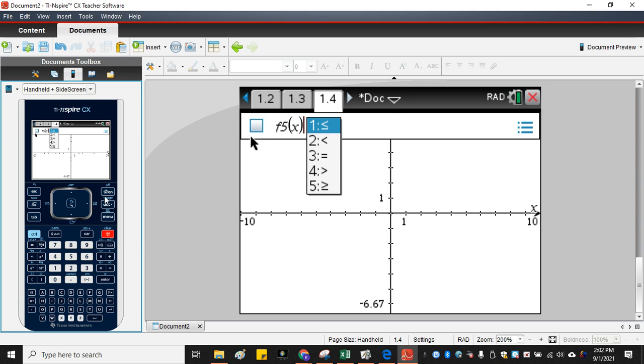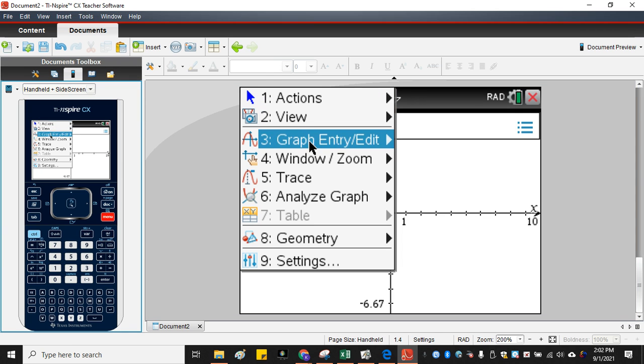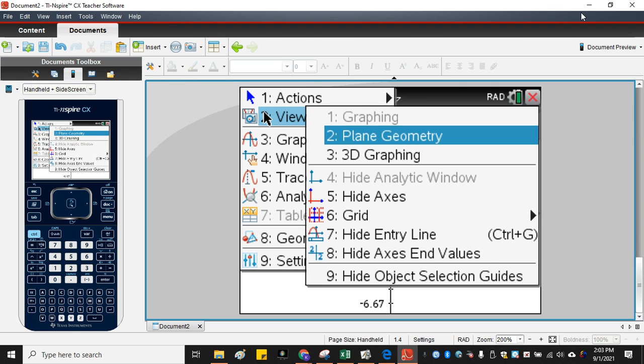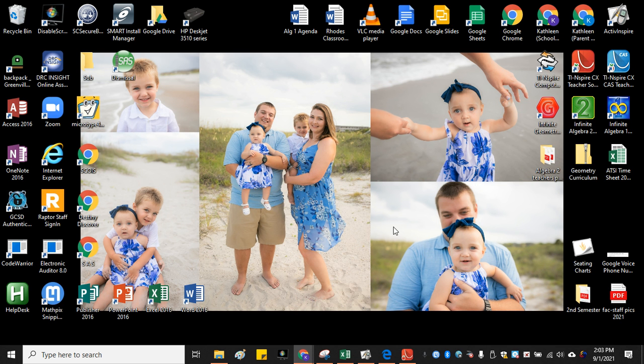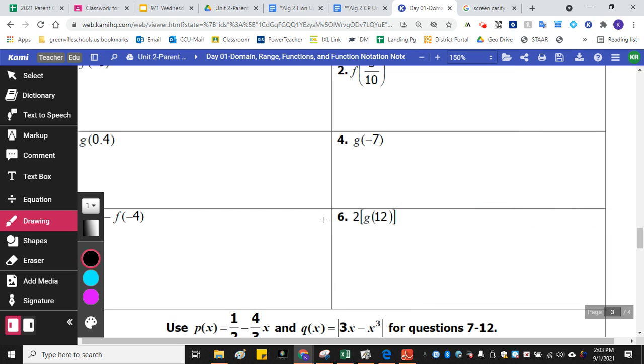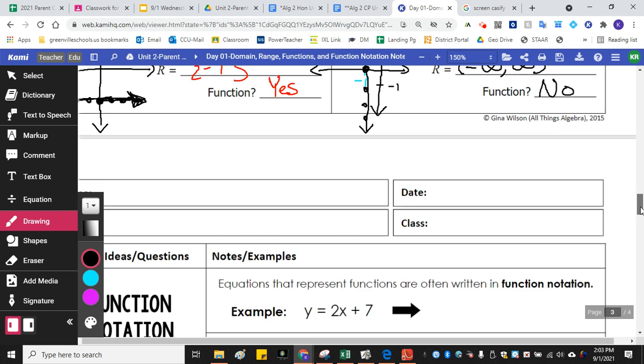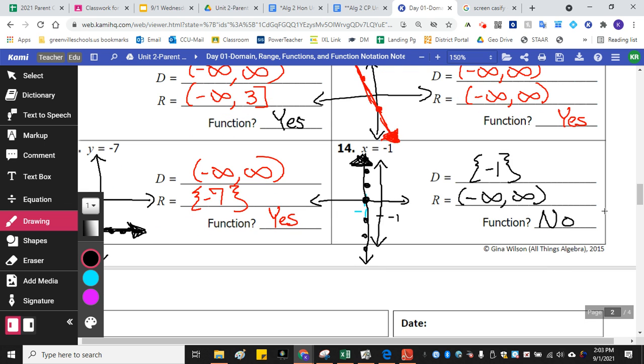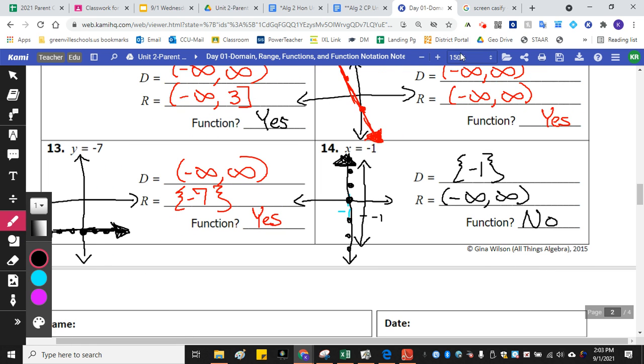We do function notation tomorrow. No. We're not going to do that much of it. We're just going to do a few. You can't put it in a calculator in one way.